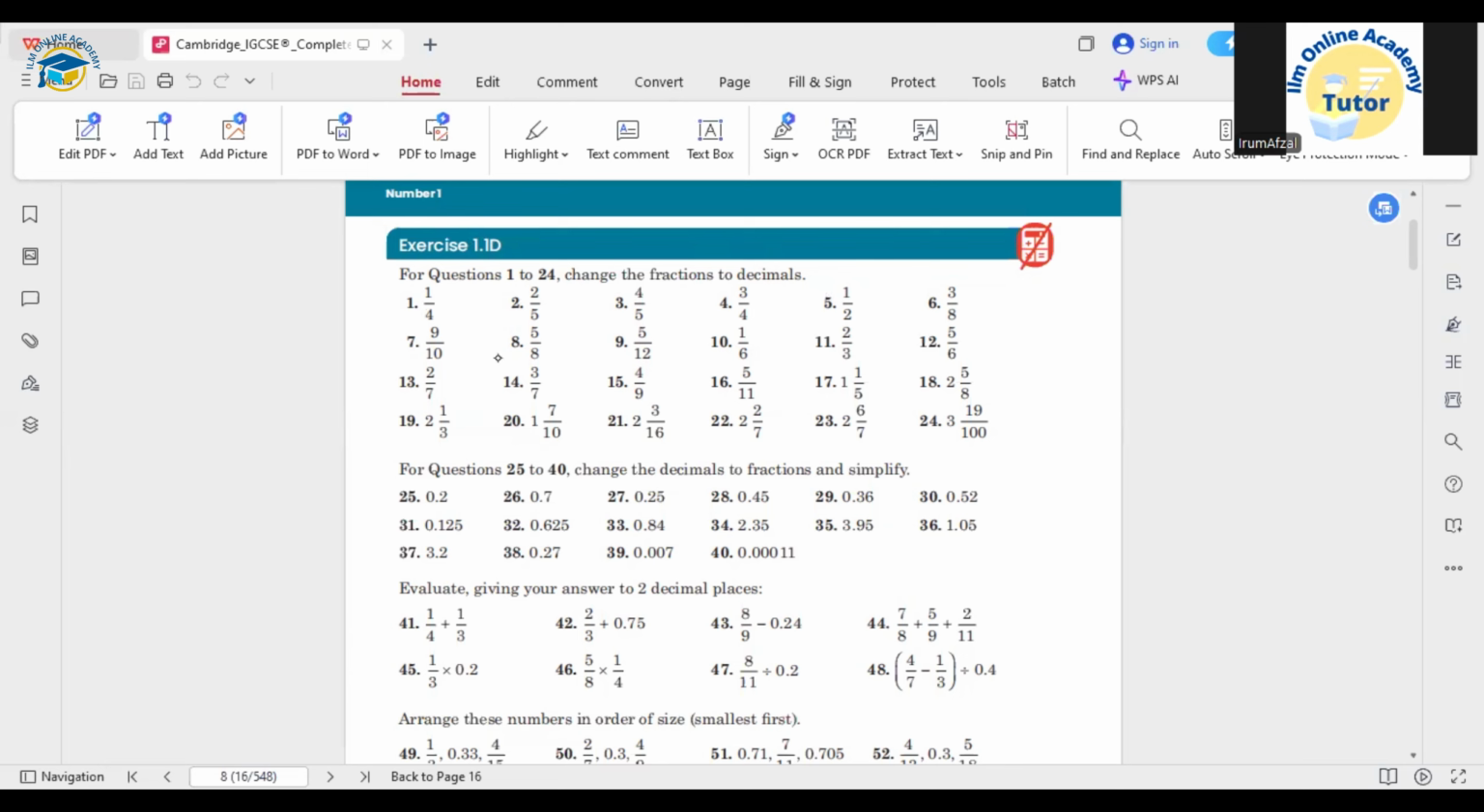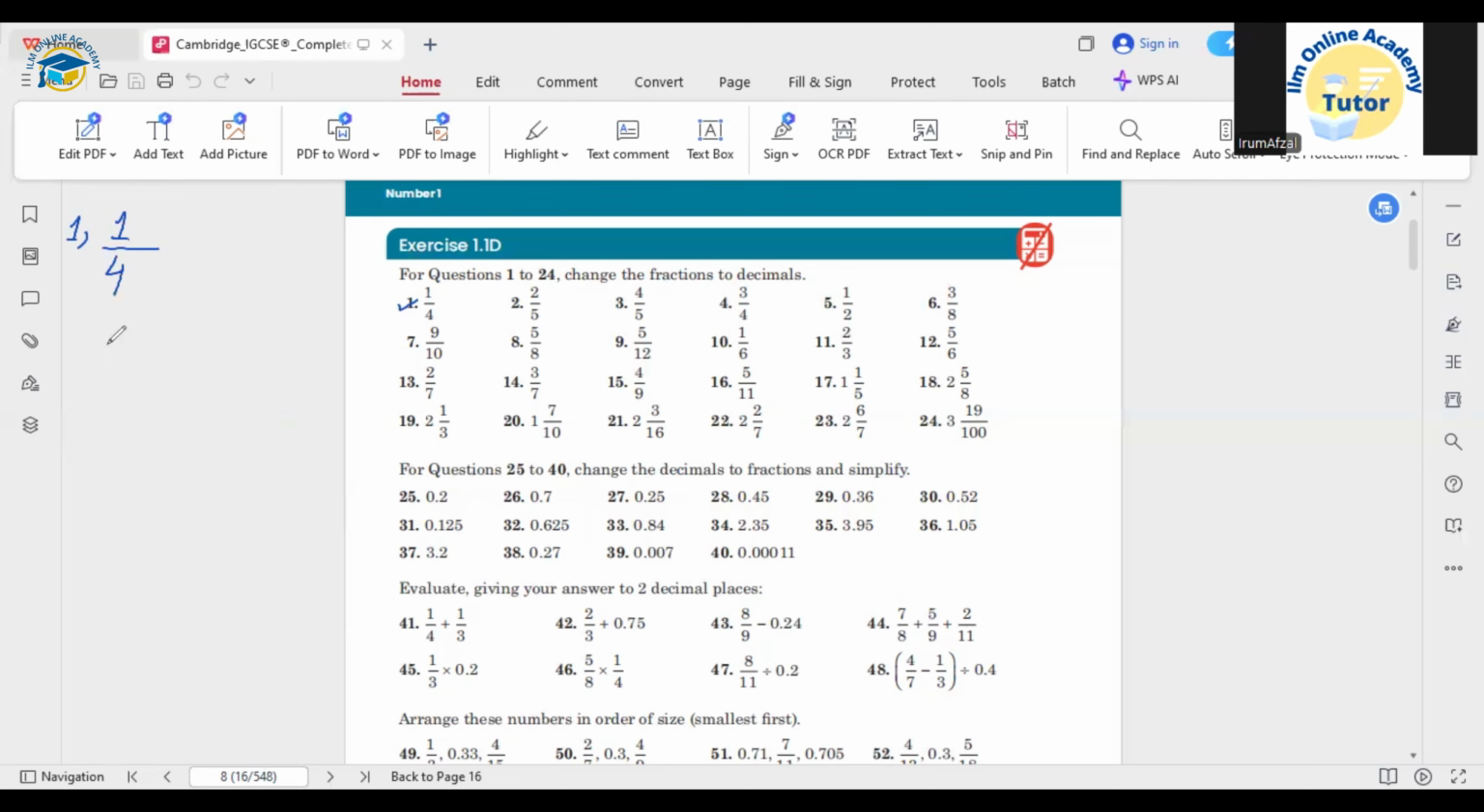Otherwise, if there isn't any possibility to make hundreds or thousands in the denominator, like 2 by 7, since 7 can't be changed into tens, hundreds, or thousands, we can do division for these kinds of fractions. So let's start. One by one you will understand how to deal with these types of fractions. The first fraction is 1 by 4.